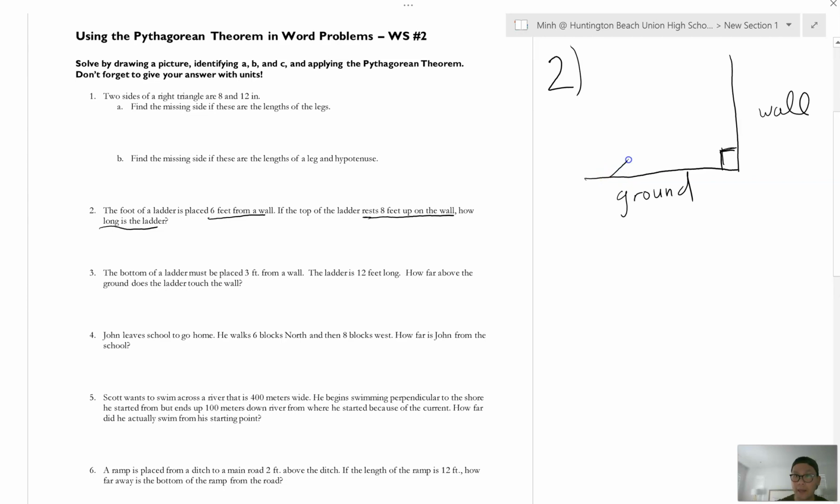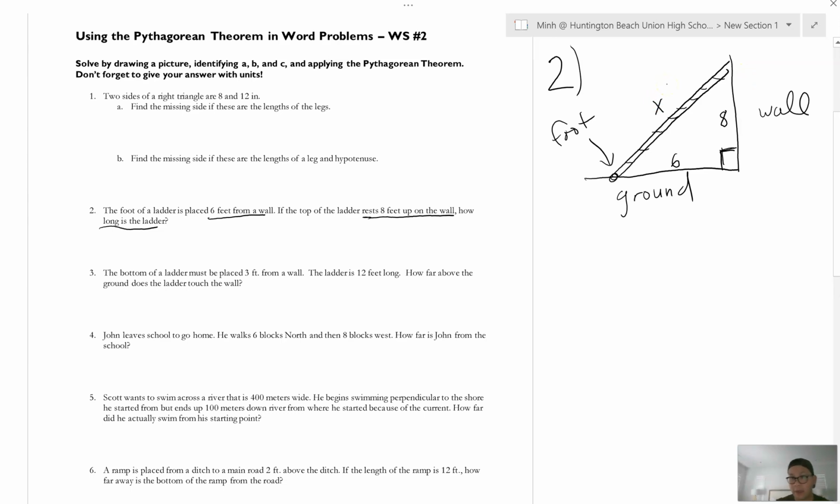So I'm going to draw my ladder, right? Remember, I'm not the best drawer in the world. So the foot of the ladder is going to be 6 feet from the wall. And the top of the ladder rests 8 feet above the wall, so that's going to be 8. What they're asking you is how long is the ladder? So the ladder is going to be my x.